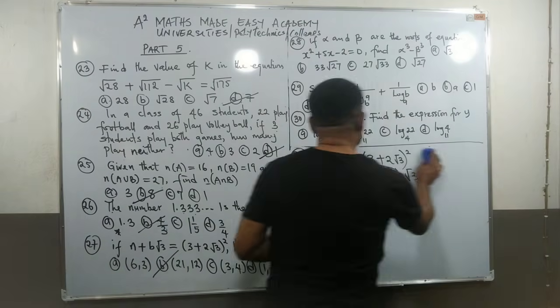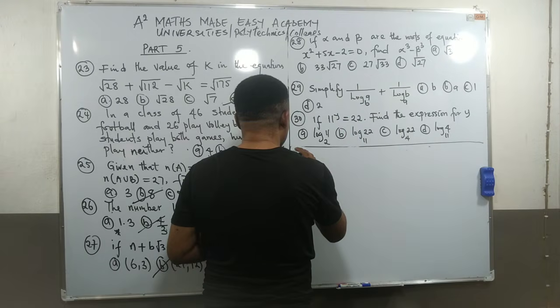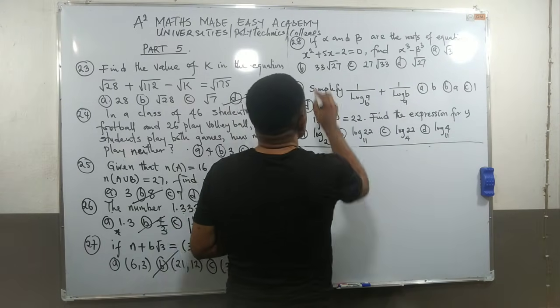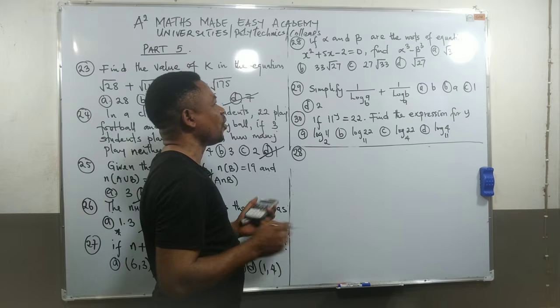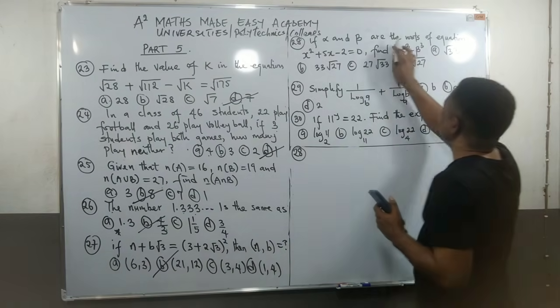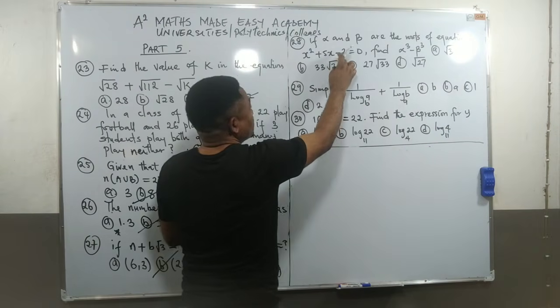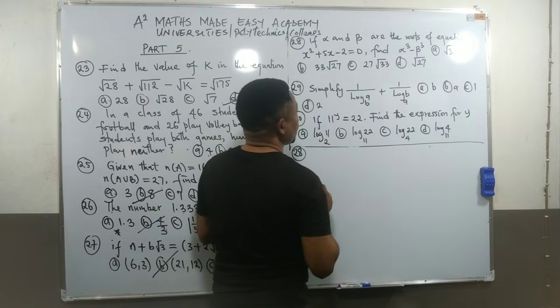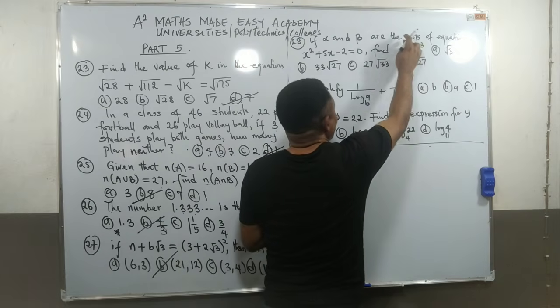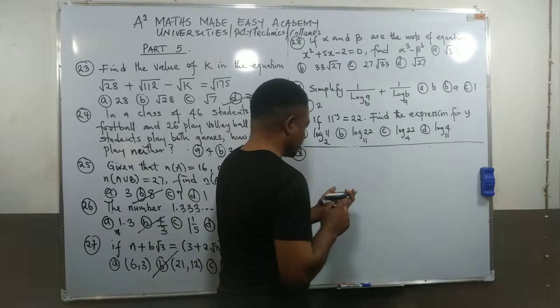Now let's move to question number 28. What did I say? Question number 28. Now the question says, look up, don't be in a hurry. I don't even need to remind you, look up. If alpha and beta are the roots of the equation x squared plus 5x minus 2 equal to 0, find alpha cube minus beta cube.